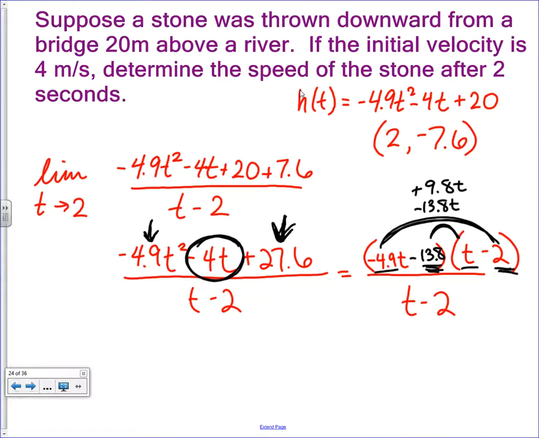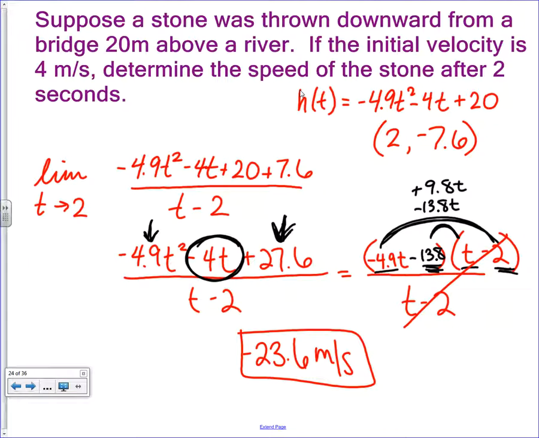All right, so what are we going to do next? I'm going to cancel it, and then I'm going to plug in 2. So when you plug in 2, what do you get? Now, does everybody see how it says speed? So the technically correct answer here is just 23.6 because speed does not have direction. Awesome.